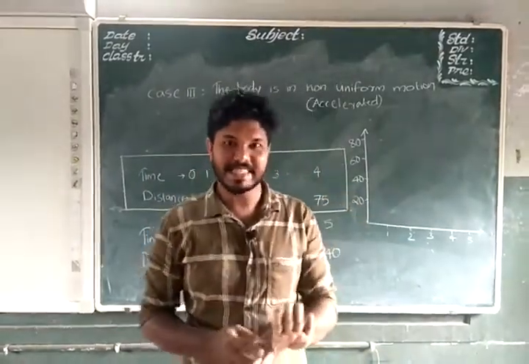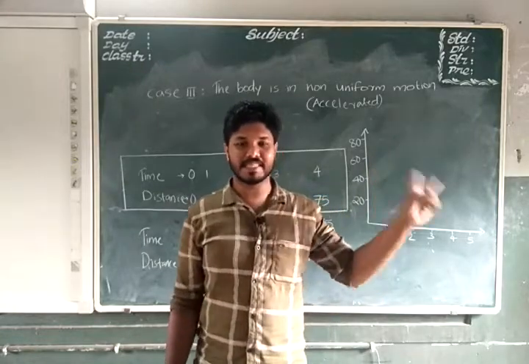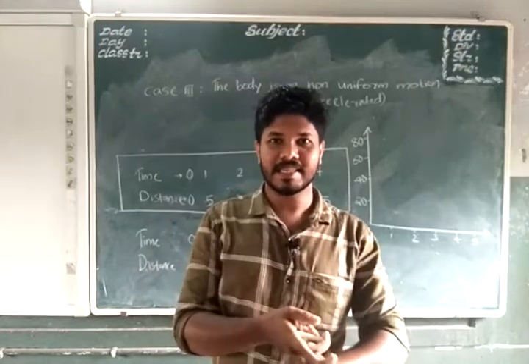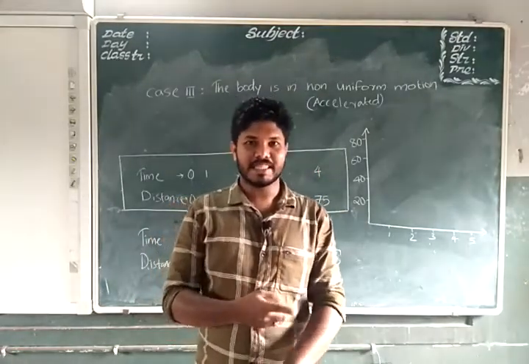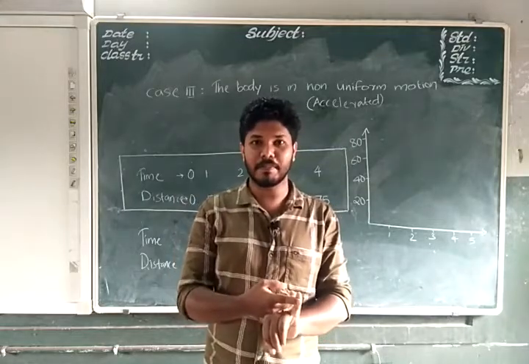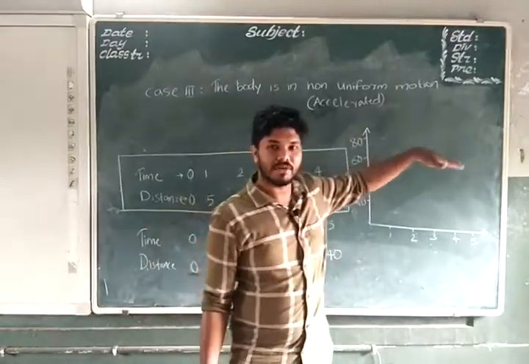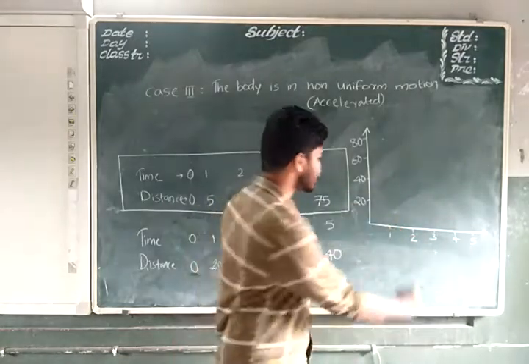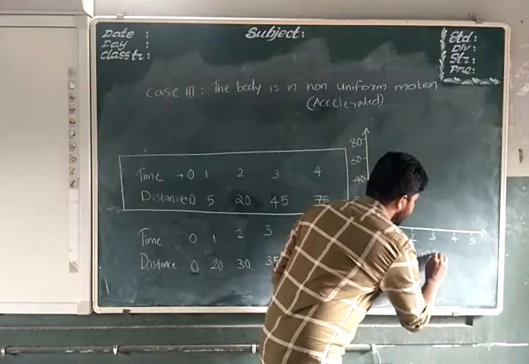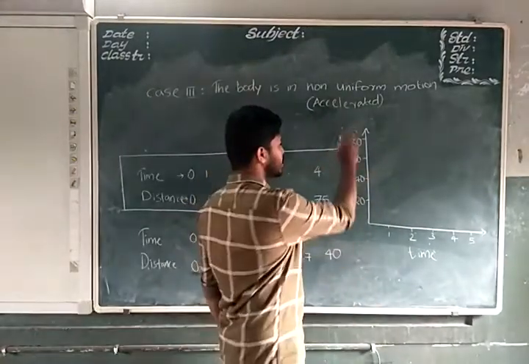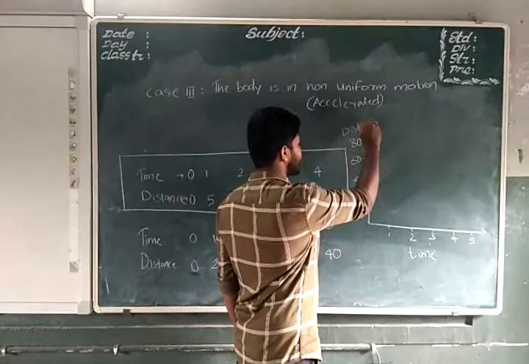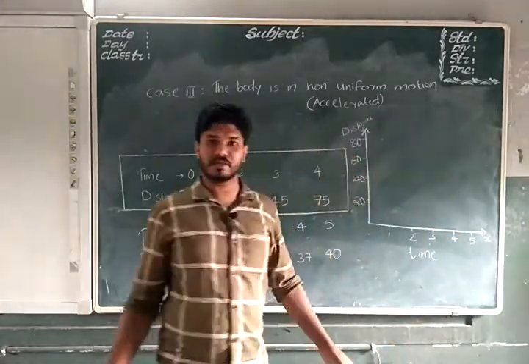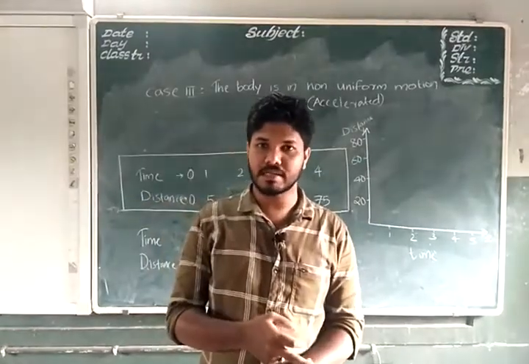In the last class we discussed two cases of distance time graph, isn't it? What were the two cases? First case, when the object or the material is at rest. What happens to the graph? The nature of the graph was a straight line which is parallel to the x-axis, and in the x-axis we took time and in the y-axis we took distance, isn't it? So that was the nature of the graph we got for the object at rest.